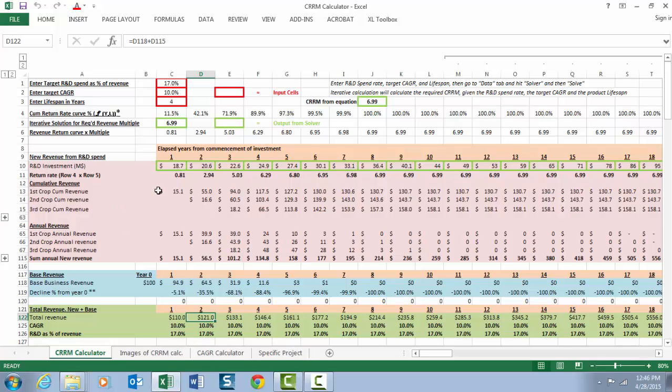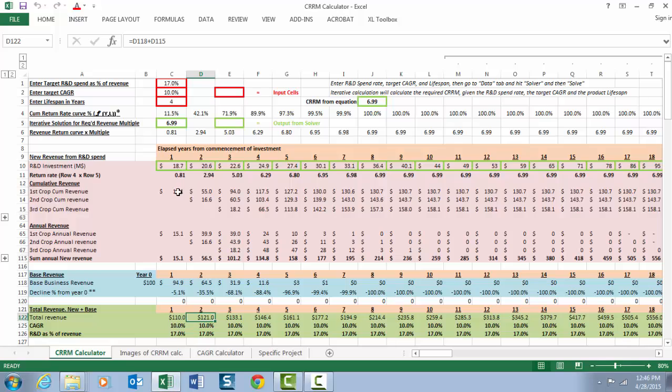So let's see what we are spending on R&D. That is the output from this solver up here, and it says we're spending 18.7 in the first year, which is precisely 17% of 110. In the second year we spend 20.6. Remember, we've grown our revenue by 10%, and therefore 17% of 121 million is 20.6. So this is the amount of money that we spend each year on R&D.